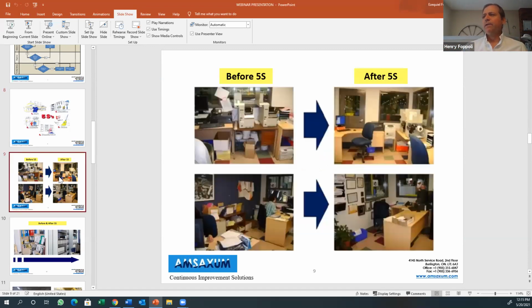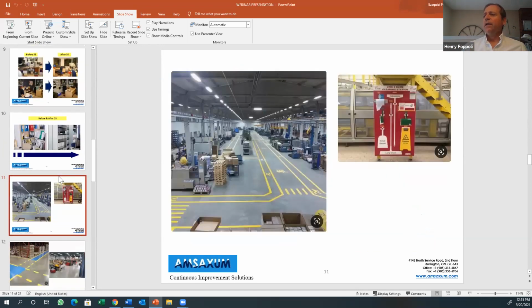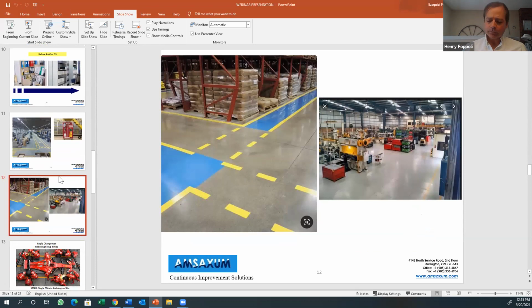So here you have some examples of before and after implementing Lean in an office. Here is another office example. And here you have manufacturing examples, and you can see how clean and tidy those situations are.